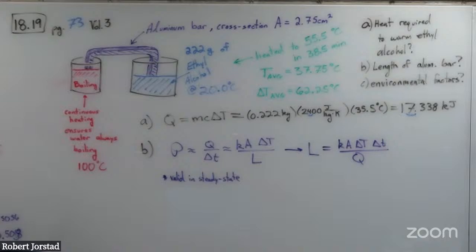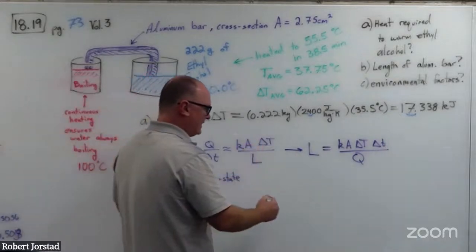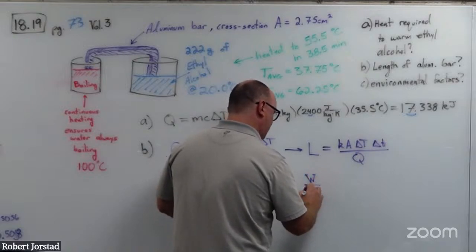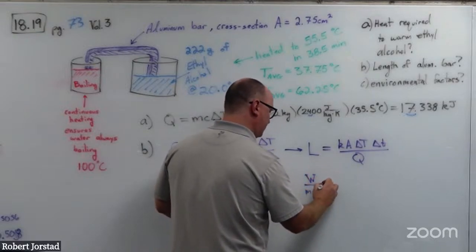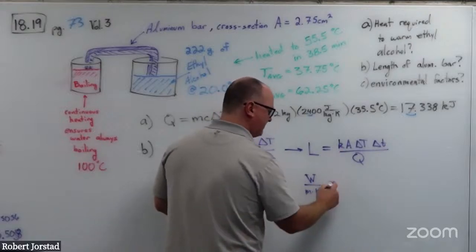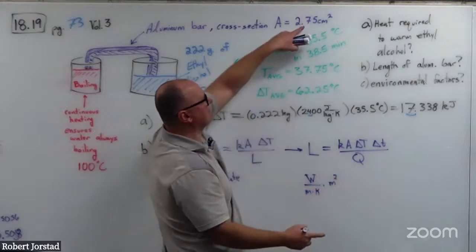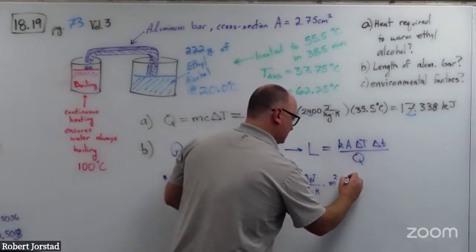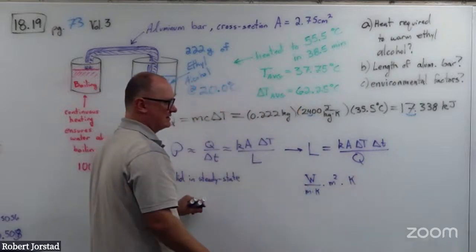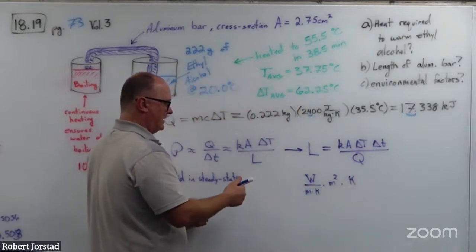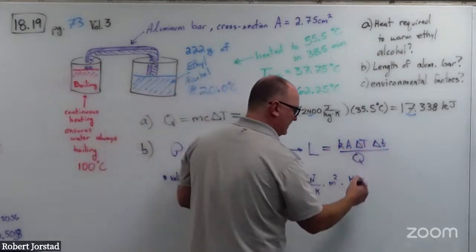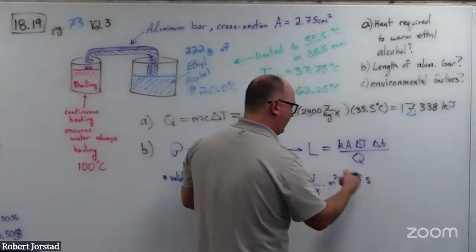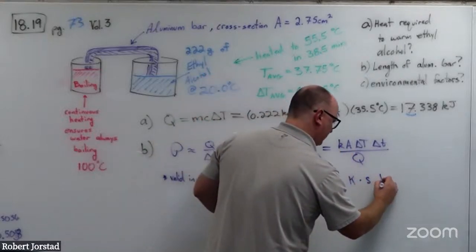So in this case, maybe we should check the units. The units of K are watts per meter Kelvin. Area is going to be meters squared. Aha, I can see I better convert that. Okay. Delta T is Kelvin. You can say degrees Celsius, that's fine. And then delta t is seconds. And then all of this is divided by Q. That's 1 over joules.